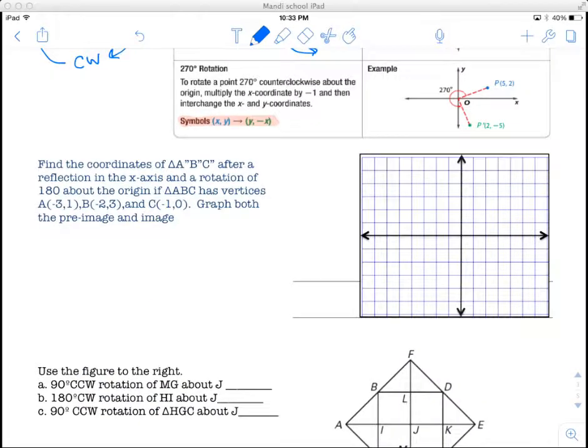It says find the coordinates of triangle A double prime, B double prime, C double prime. That means we're going to do two things to it before we're finished. After a reflection in the x-axis and then a rotation of 180 degrees about the origin. So all of our rotations that we learned about are always about 0, 0. Okay, so we need to start by graphing this. So A is at negative 3, 1. B is at negative 2, 3. And C is at negative 1, 0.